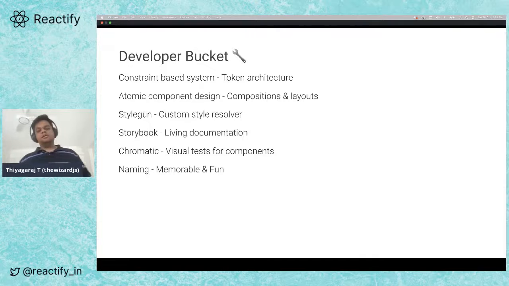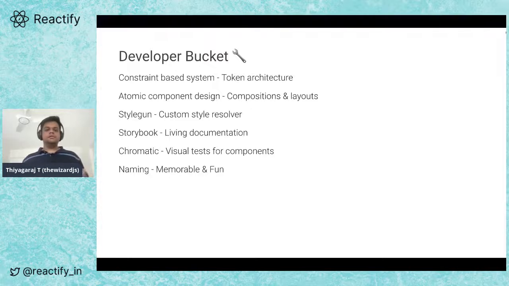Chromatic is a tool, again, built by the Storybook team. It allows you to run visual tests for components. It's very important when you scale out and when people make a lot of changes every day, you want to make sure that you're not ending up changing the look and feel of the entire app ecosystem. So you need to make sure that you have the right set of tests or some sort of tooling around doing visual tests. So Chromatic is something which we picked.